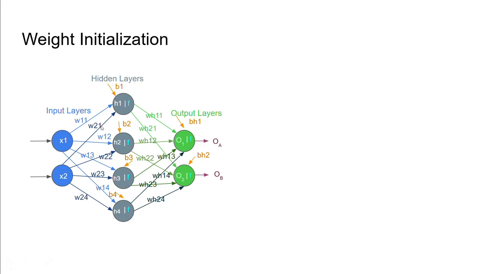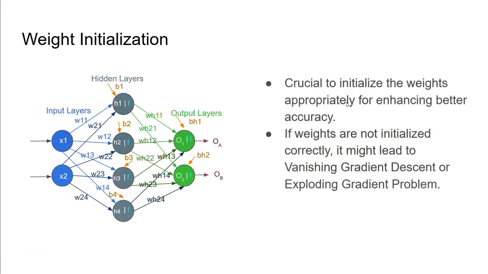If these weights are not initialized properly, the accuracy may not be correct, and it may lead to the vanishing gradient and exploding gradient problems. So it is very crucial to initialize these weights properly to enhance the accuracy and to prevent the vanishing gradient and exploding gradient problems.